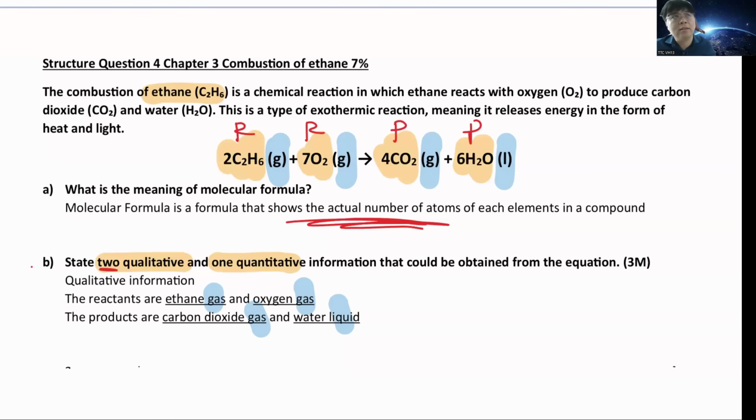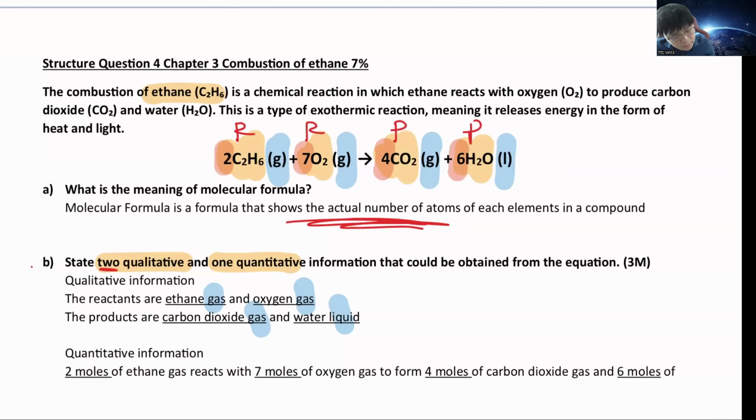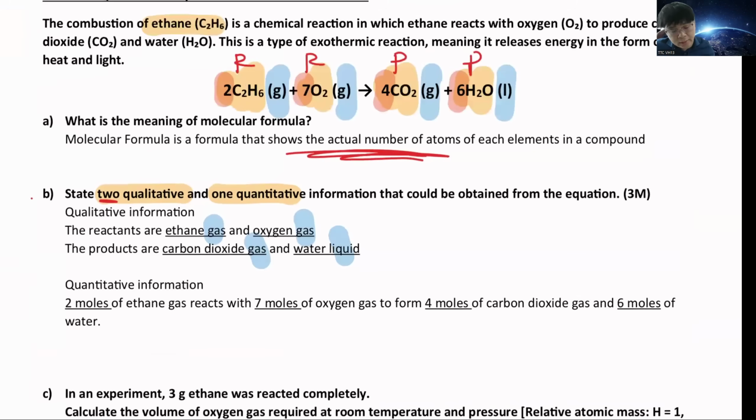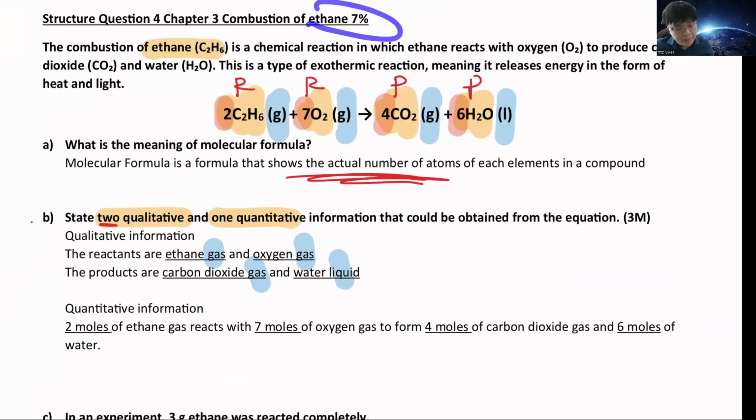Then quantitative. Quantitative means quantity. What is the quantity information we have here? 2, 7, 4, 6. So you mention 2 mole ethane gas reacts with 7 mole of oxygen gas will produce 4 mole of carbon dioxide gas and 6 mole of H2O. Then after that, if they give an equation, because it's only 7 marks, they might ask for this.